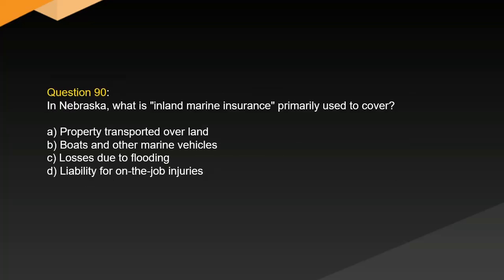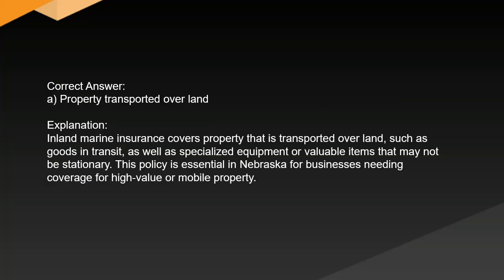Question 90. In Nebraska, what is inland marine insurance primarily used to cover? A. Property transported over land. B. Boats and other marine vehicles. C. Losses due to flooding. D. Liability for on-the-job injuries. Correct answer: A. Property transported over land. Explanation: Inland marine insurance covers property that is transported over land, such as goods in transit, as well as specialized equipment or valuable items that may not be stationary. This policy is essential in Nebraska for businesses needing coverage for high-value or mobile property.